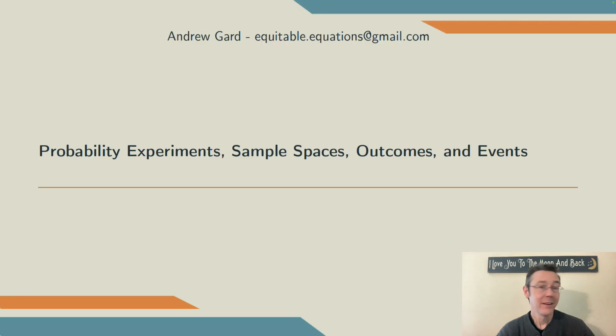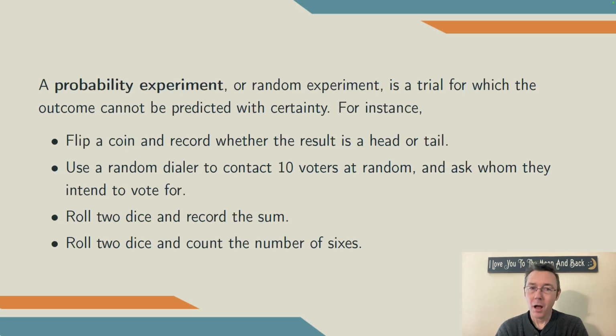Hey everybody. Today we're getting started with probability, talking about sample spaces, outcomes, events, and a few other core concepts. To start, a probability experiment, or random experiment, is a trial for which the outcome can't be predicted with certainty, although over time certain trends may emerge.